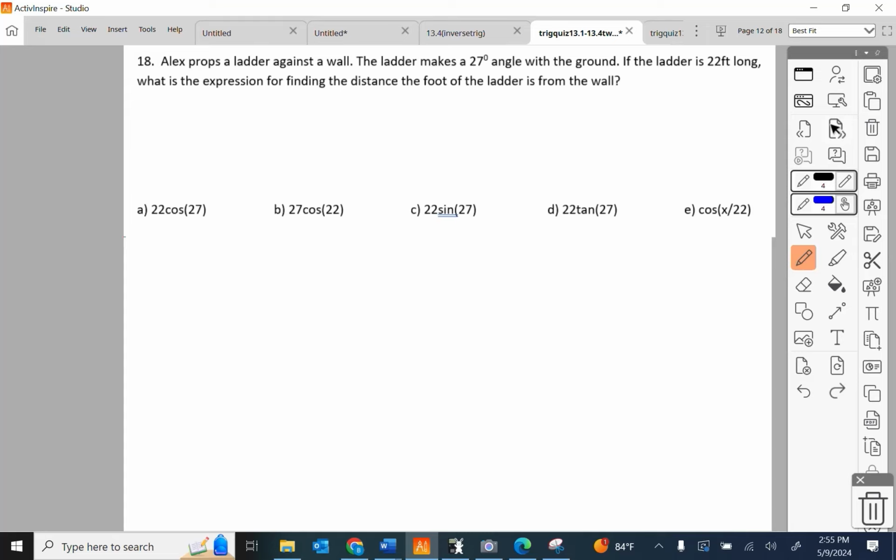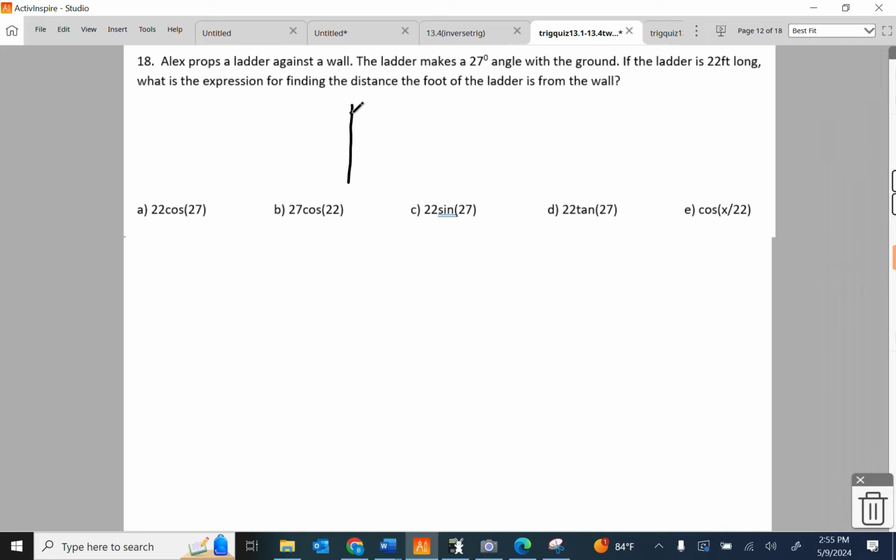Alex props a ladder against a wall. The ladder makes a 27-degree angle with the ground. So he puts a ladder against a wall. It forms a 27-degree angle with the ground. The wall is preferably perpendicular to the ground. The ladder is 22 feet long, and I want to know what is the expression for finding the distance the foot of the ladder is from the wall. So I will know this distance right here.